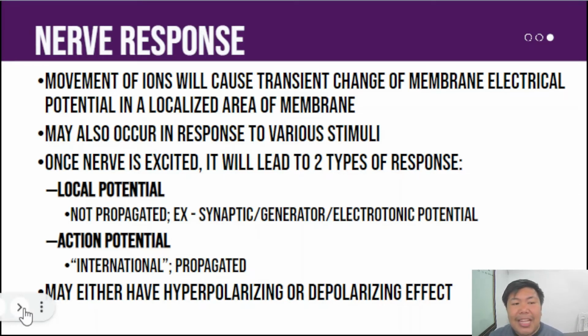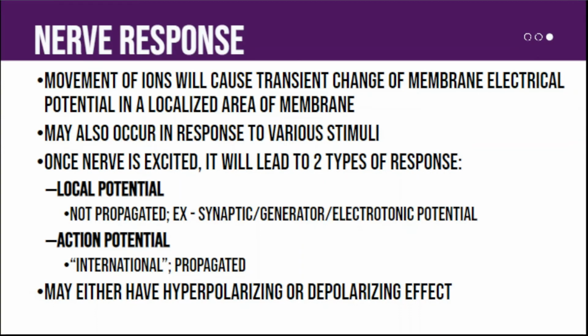Now, once a nerve is excited by a stimulus, whether it be electrical, mechanical, or chemical stimulus, then there can be two types of responses given by our nerves, no? And what are these two responses? First is a local potential, and the second is an action potential. When we say local potential, these are excitations that do not propagate, meaning yung nerve which was excited will not be able to excite other nerves. That's the meaning of your local potential.